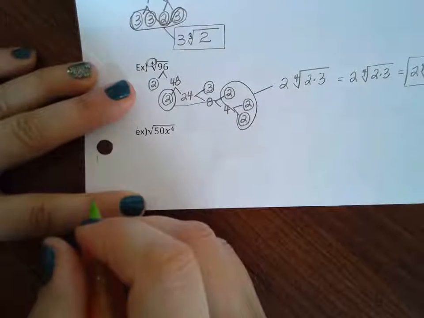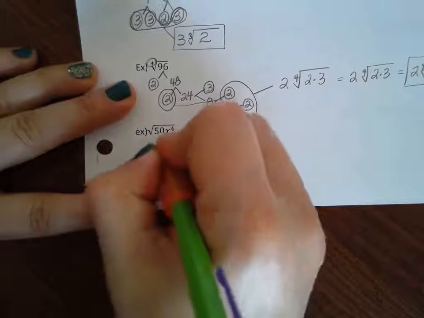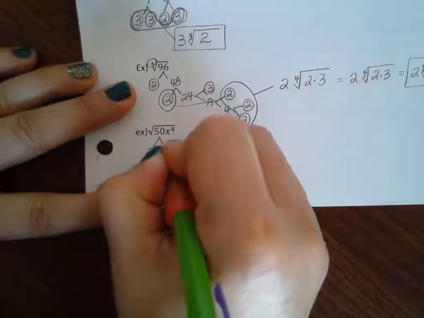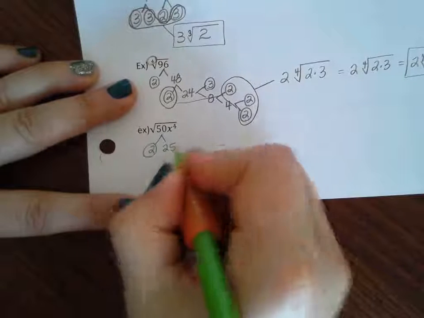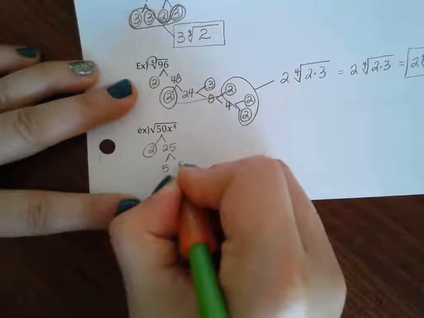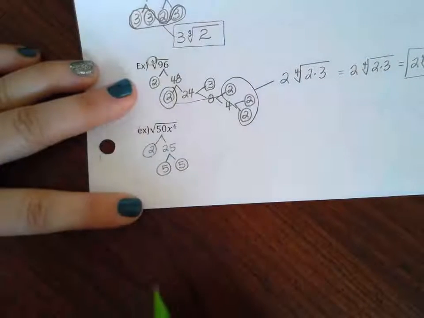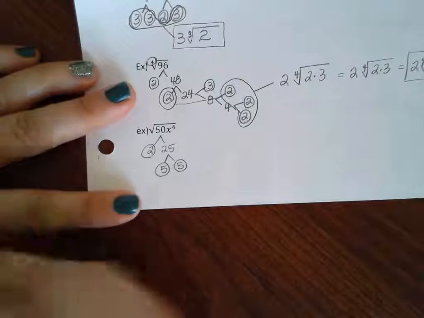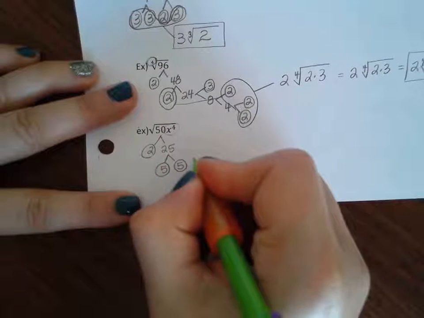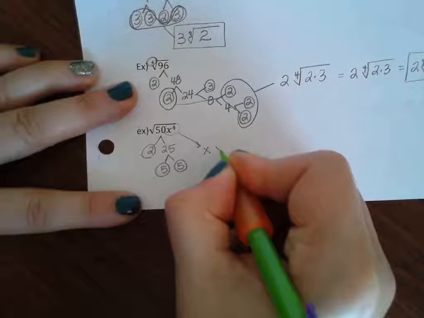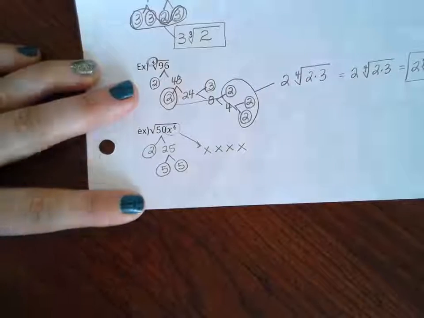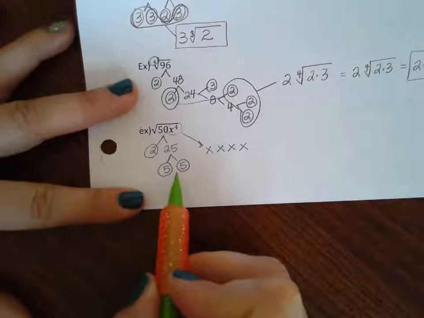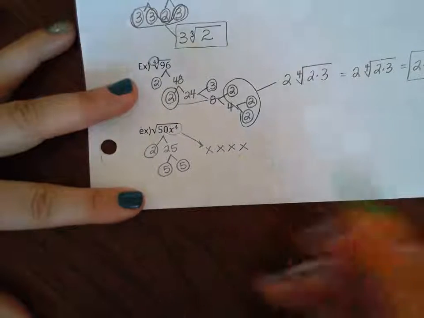Let's do the square root of 50x to the 4th. So this is going to be, let's do 2 times 25. 2 is prime, 25 is not. And then we're going to do 5 times 5 for 25. Now this one's got some variables underneath it. So all we have to do with the variables is expand them out. So this would be like x, x, x, x. And we're going to do groups of 2 with the numbers. And we're also going to do groups of 2 with the variables.